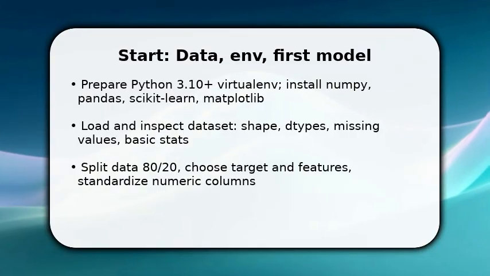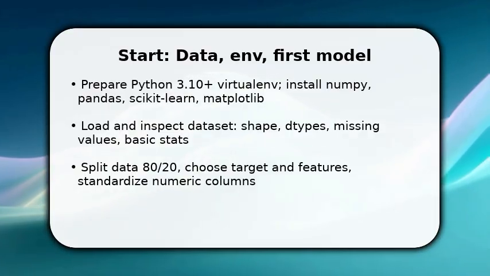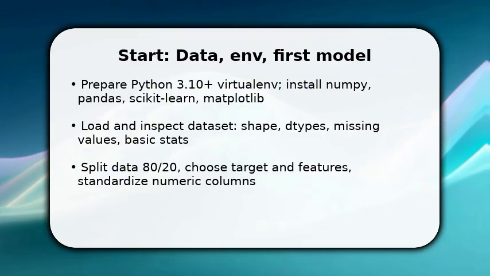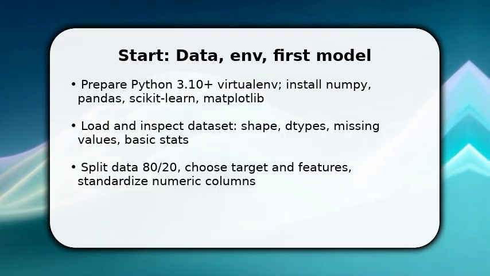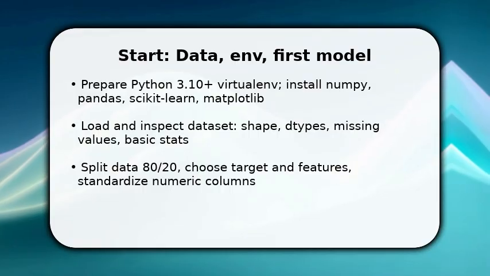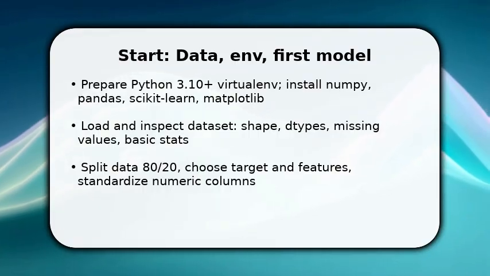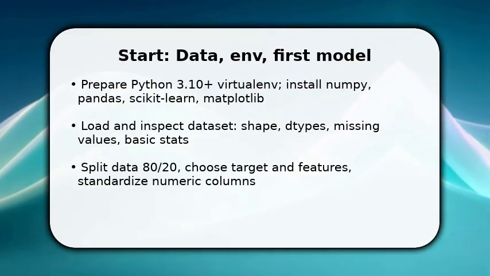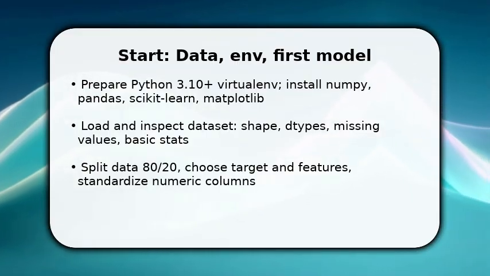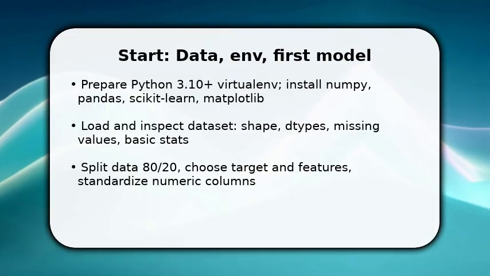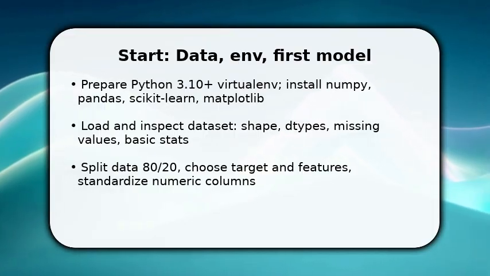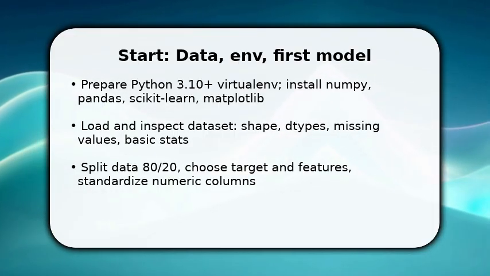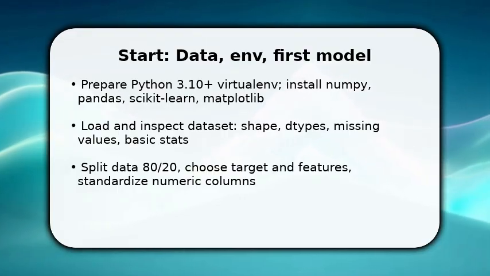You begin by creating an isolated Python environment and installing core packages so versions stay consistent. Next, load your dataset and quickly profile it to understand types and missingness, because cleaning decisions depend on data shape and errors. Once done, select your target and feature set, split into training and test, for example, 80/20, and apply a scaler to numeric features so models train more reliably. This gives you a reproducible baseline to iterate from.